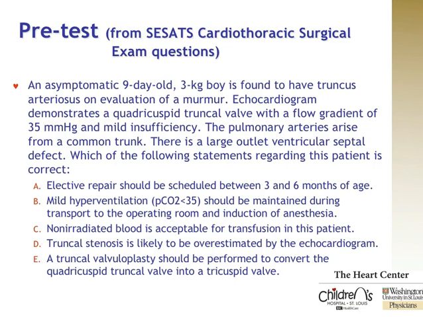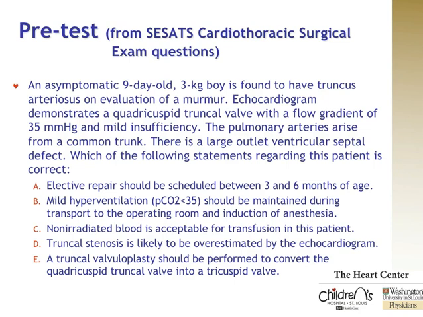So the scenario is an asymptomatic 9-day-old 3-kilogram boy found to have Truncus arteriosus on evaluation of a murmur. An echocardiogram demonstrates a quadricuspid truncal valve with a flow gradient of 35 millimeters mercury and mild insufficiency. The pulmonary arteries arise from a common trunk. There's a large outlet ventricular septal defect. Which of the following statements regarding this patient is correct?